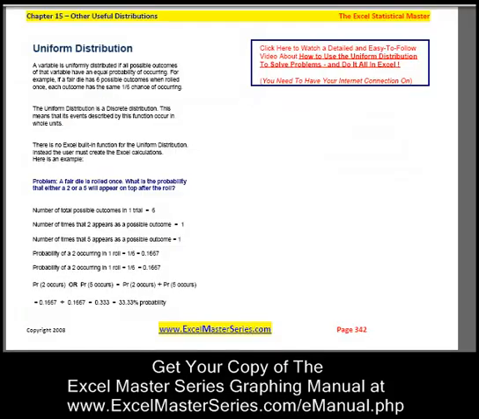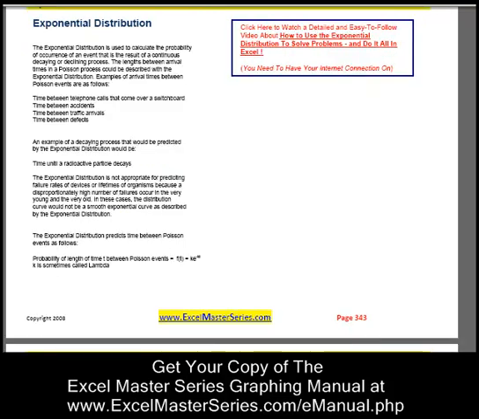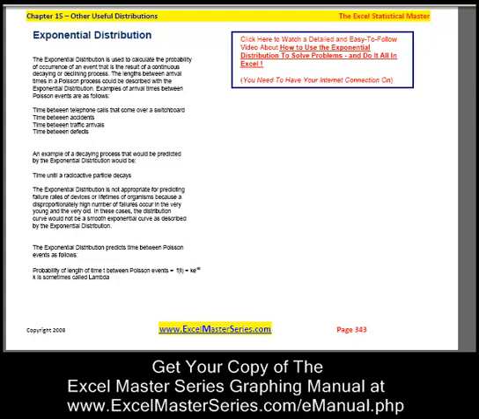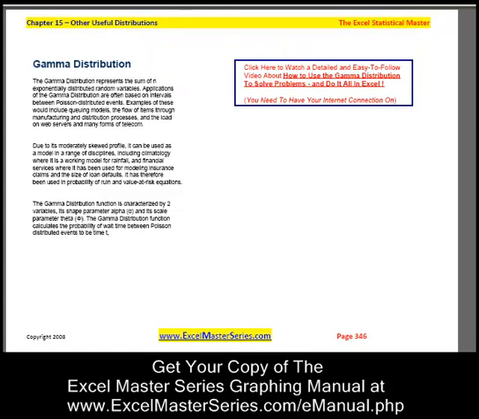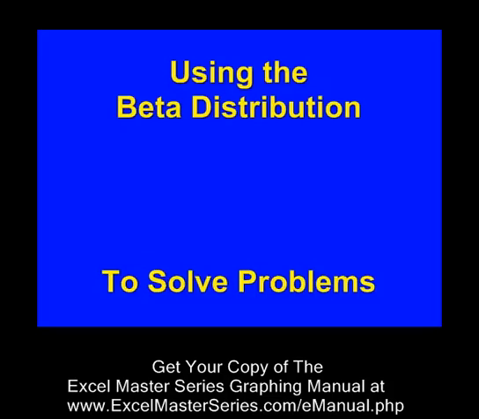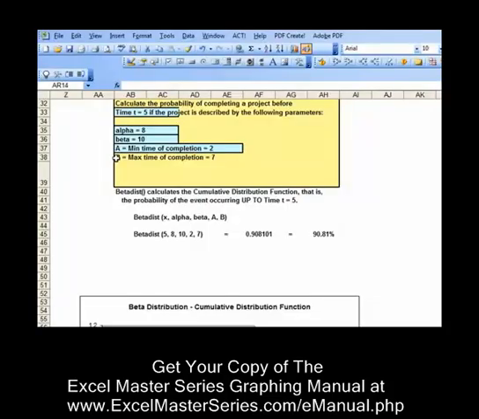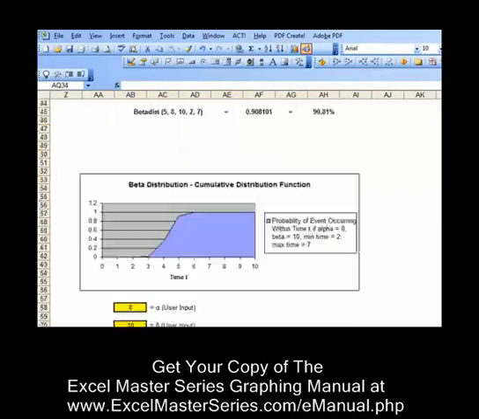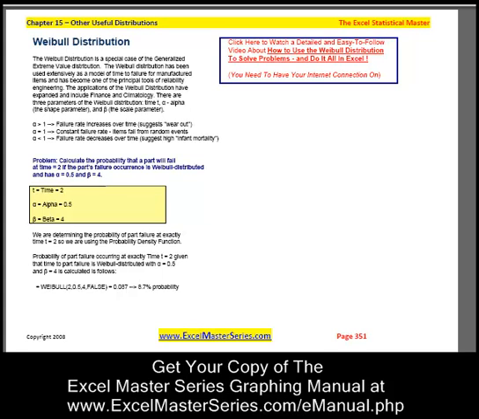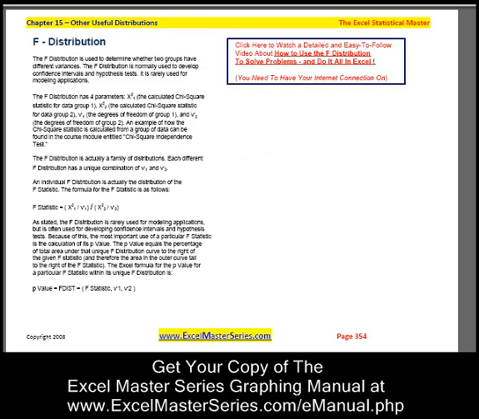Same thing. Book section and an attached video. Exponential distribution. Same thing. Next section is the gamma distribution. We have the book section and the attached video. Same thing. Let's take a look at the next section's video, the beta distribution. And we're right in the middle of solving a problem with the beta distribution in Excel, just going through it, showing how to do it in Excel step by step. Here's the Weibull distribution. And finally, the F distribution.